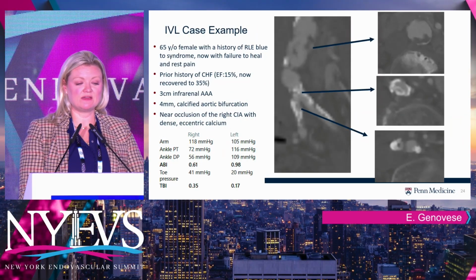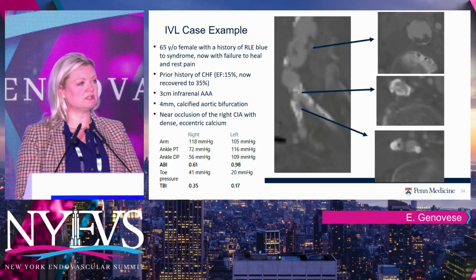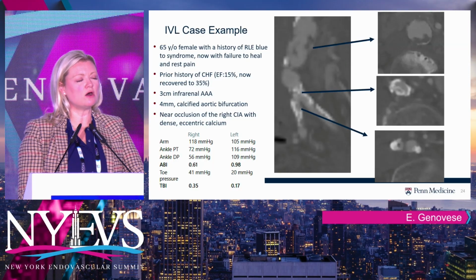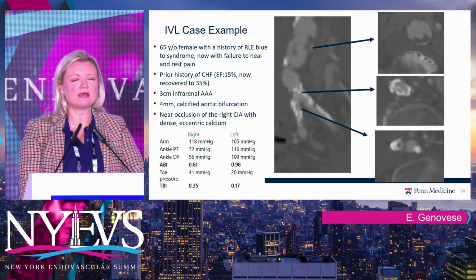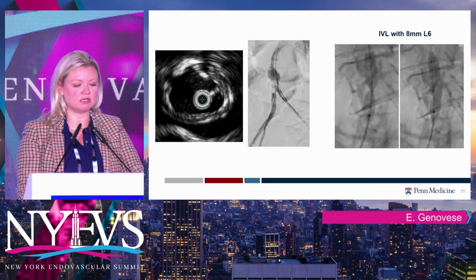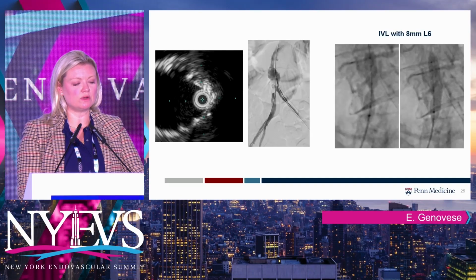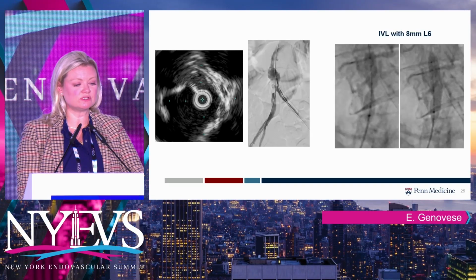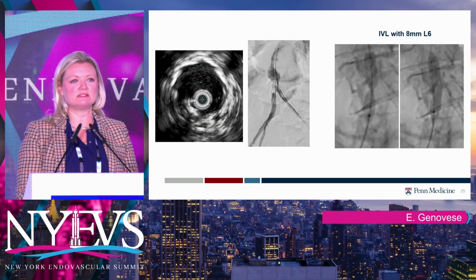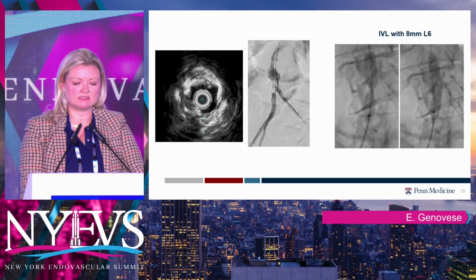So this is a 65-year-old female who I treated for blue toe syndrome, who also had underlying disease of her iliac arteries and also some aneurysmal disease, a small calcified aortic bifurcation, and an eccentric common iliac artery lesion. You can see here on this IVUS run, while the aorta itself was circumferentially calcified, as we get down into the bifurcation, it's very tight, it's very calcified, both eccentric and concentric.